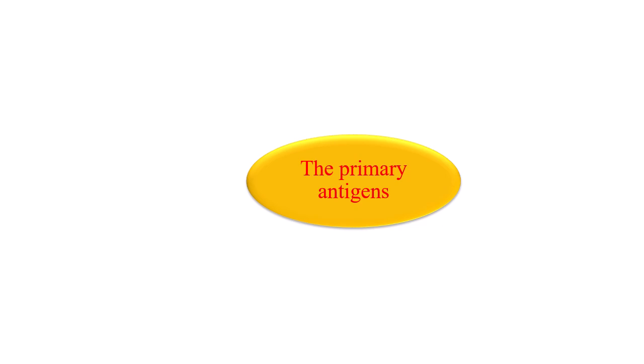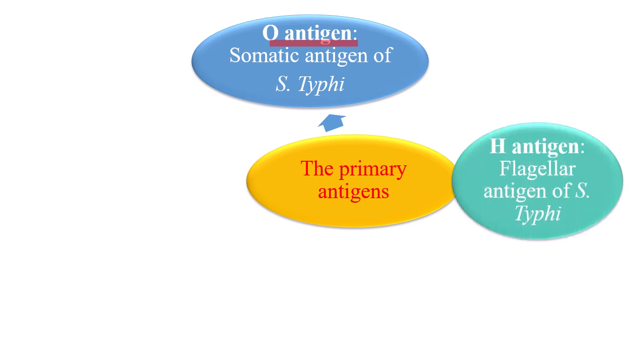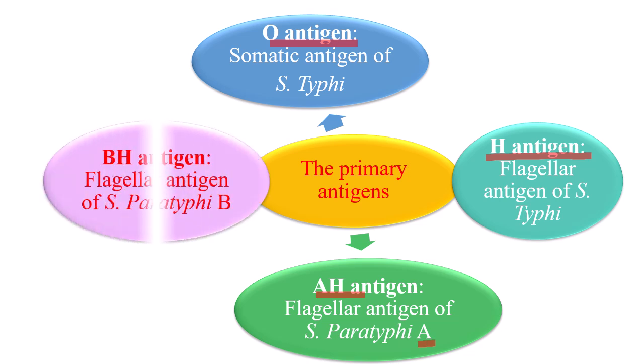The primary antigens used in the Widal test are: O antigen, the somatic antigen of Salmonella typhi; H antigen, the flagellar antigen of Salmonella typhi; AH antigen, the flagellar antigen of Salmonella paratyphi A; and BH antigen, the flagellar antigen of Salmonella paratyphi B. These are the most used antigens in the Widal test.